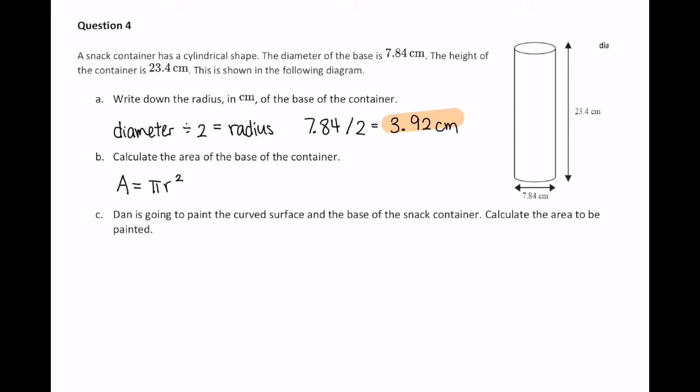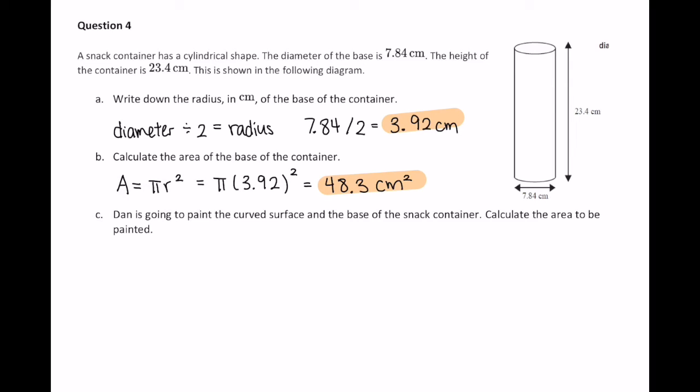And so to find the area, we're just going to take our answer from A, the radius, and plug it in. So that means we have pi times 3.92 squared. And when we plug that into the calculator, we get our answer of 48.3 centimeters squared. So I'm rounding my answer to 3 significant figures, including my units. And the correct units anytime you're finding area is going to be the units squared. So in this case, we're measuring in centimeters, so our answer is centimeters squared.